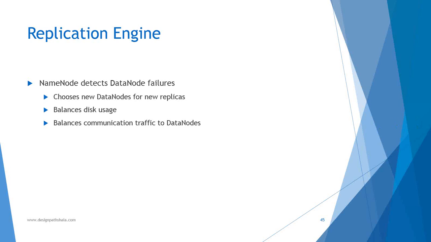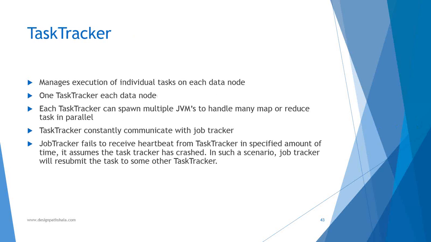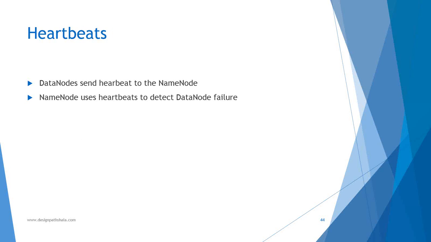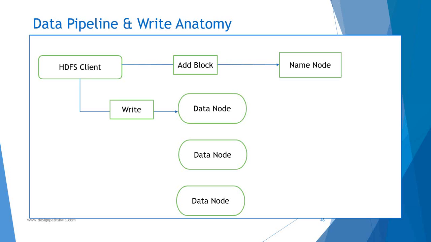So let's go ahead. We talked about the replication engine, the heartbeats, and the task trackers. So let's look at how a write really happens in the system. When a write needs to happen, the file is divided into blocks, and a client sends a request to the name node to add a block. The name node returns the location where that block needs to be written.